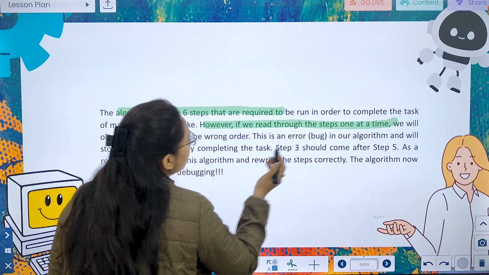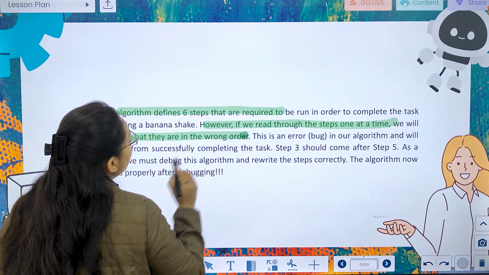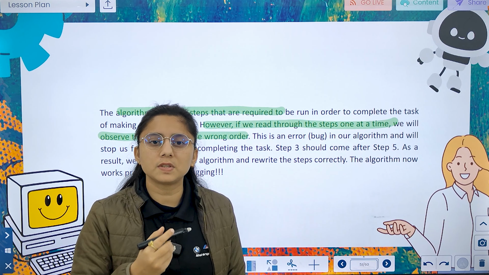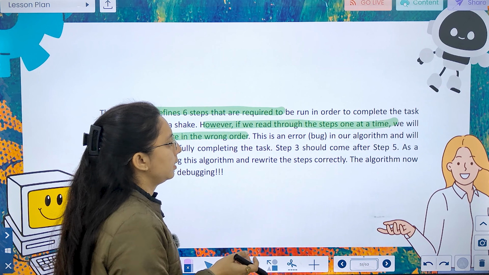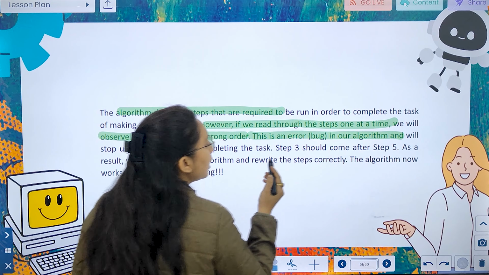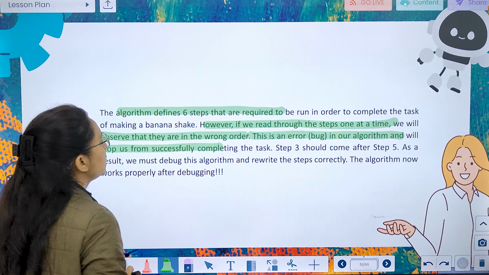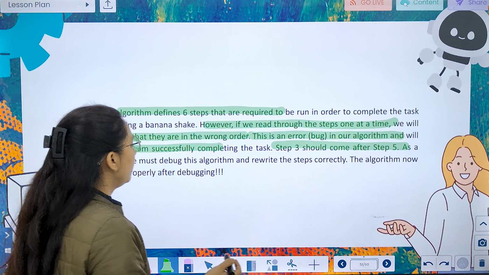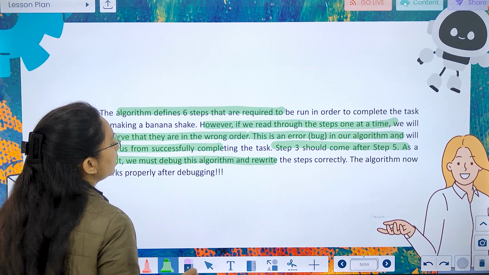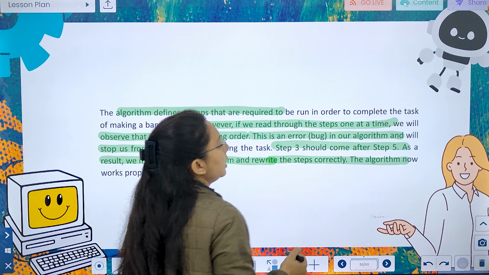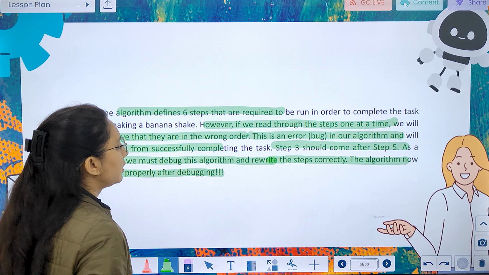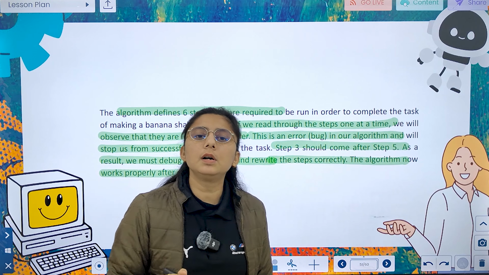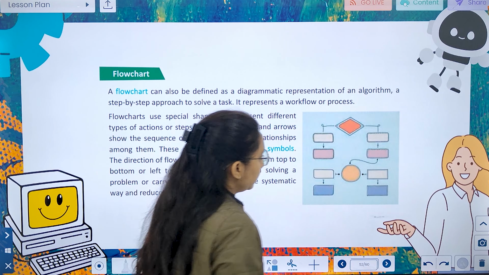However, if we read through the steps one at a time, we will observe that they are in the wrong order. I have told you the steps, and we have seen that they are not in the same order. This is an error, a bug in our algorithm, and it will stop us from successfully completing the task. So step 3 should come after step 5. As a result, we must debug this algorithm and write the steps correctly. The algorithm now works properly after debugging. When you debug it, your algorithm will work in a sequence.